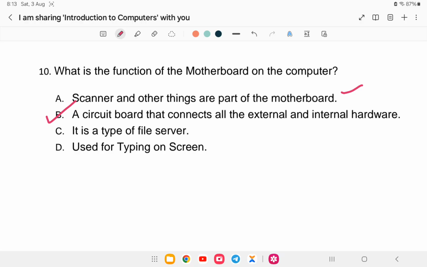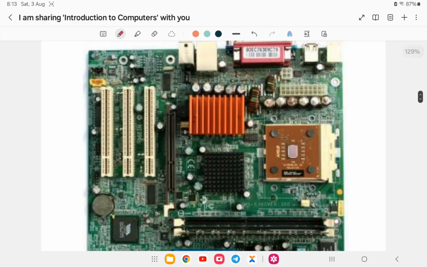The motherboard holds the CPU and it consists of a series of circuits. You will see in the next slide what a motherboard looks like. So the motherboard is somewhat like this. The CPU is placed here, the RAM is here, the CMOS is here, and the ICs, capacitors, memory and USB ports are attached here. So this is a motherboard. I hope you are clear with this. Let us go to the next question.